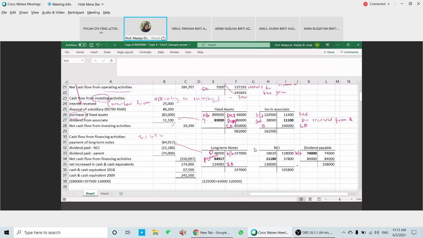How much do you have here for shares of profit for NCI? 37,800. The 37 here is the share of profit from the income statement. And then 186,220. Where does this figure come from? Any of you? This one is your ending balance.